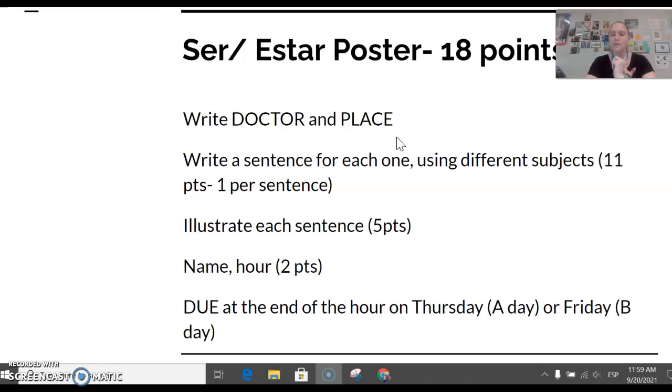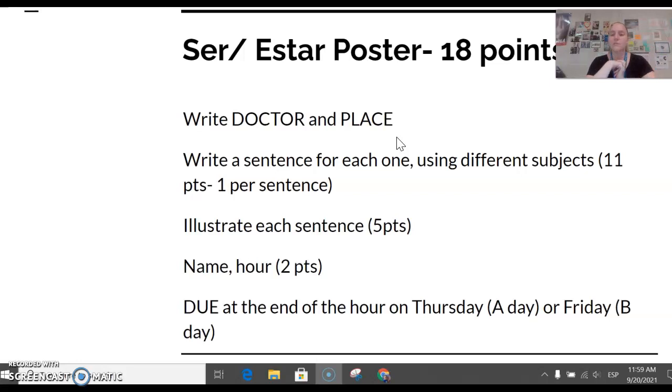So what you're going to do is start with a rough draft on a piece of notebook paper. You're going to write one sentence for each of the letters in DOCTOR and in PLACE, showing the use of our to be verb in that way. So one sentence showing ser being used to show a description. One with estar showing the position of something. One for the O in DOCTOR showing someone or something's occupation. One with estar showing location, etc.